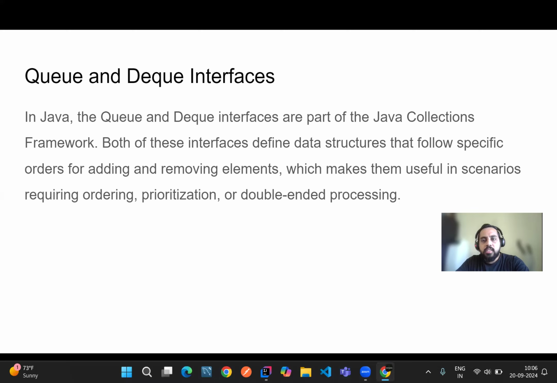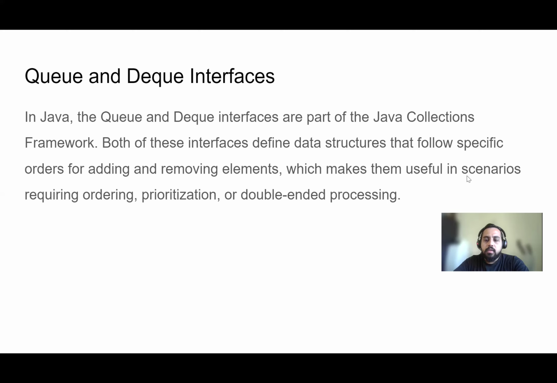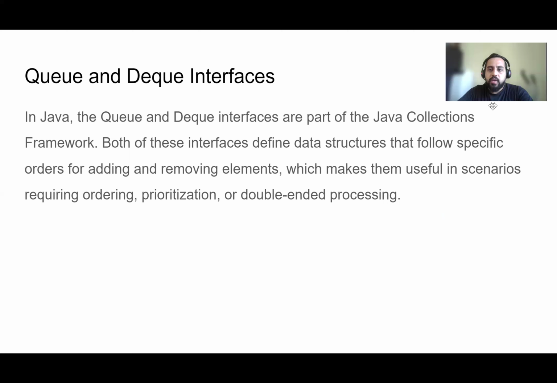So it's all about how we store and how we retrieve our data. If you only need to prioritize how data is stored and retrieved, you can easily select these Queue and Deque interfaces or implementation classes. We'll see more on this. First, we'll see what the Queue interface is.